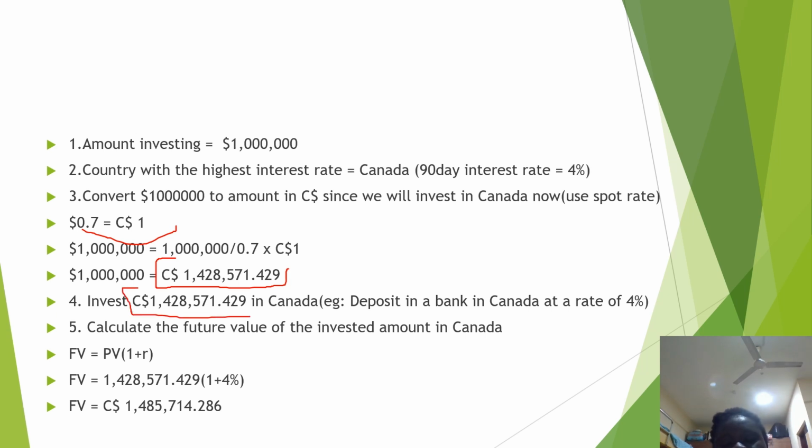All right, we'll deposit it, and the interest rate that we'll be getting at the end of the period is 4%. So at the end of 90 days it is 4%, because the 4% is a 90-day rate, not a 1-year rate. So you don't need to convert. All right, so you calculate the future value of the invested amount. After 90 days, how much are you going to get? After using the future value formula, which is here, at the end of the 90-day period you are going to get approximately 1.48 million Canadian dollars.